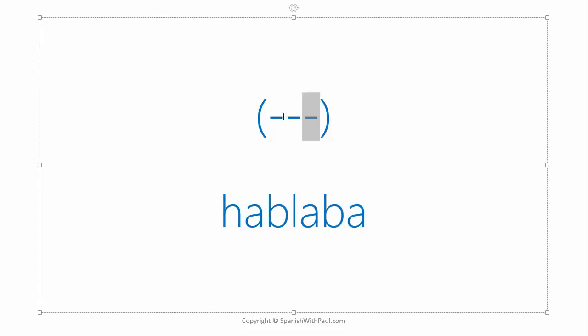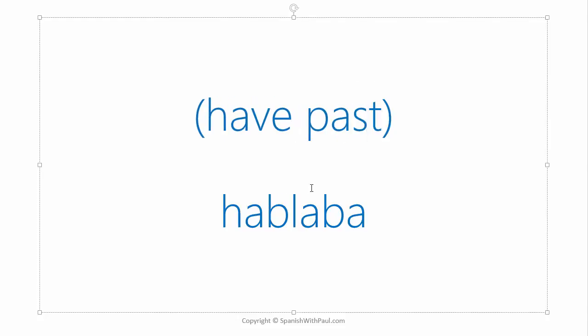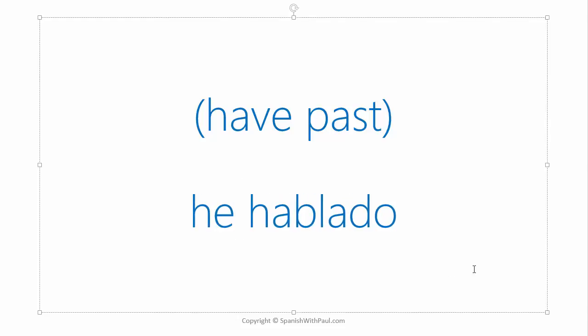And now we're adding in also this have past. So if we go back to hablar, this is an AR verb, so the sound is ado. And we use our doorway here. I have, he hablado, for I have spoken.